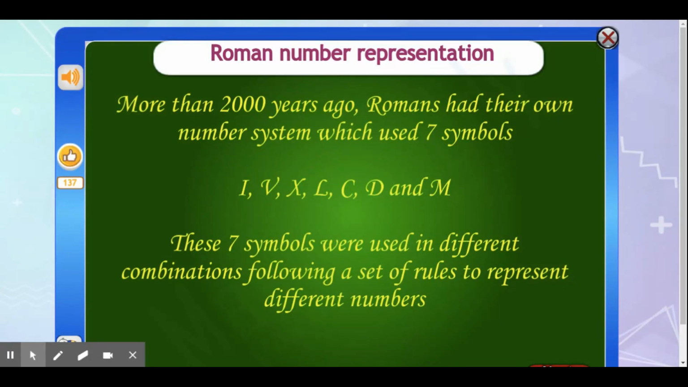But Roman numbers had 7 symbols. So it had the symbols I, V, X, L, C, D, and M. And each of these represents a certain number. And using combinations of these symbols, they were trying to represent all possible numbers. Okay, so let's see how this works.